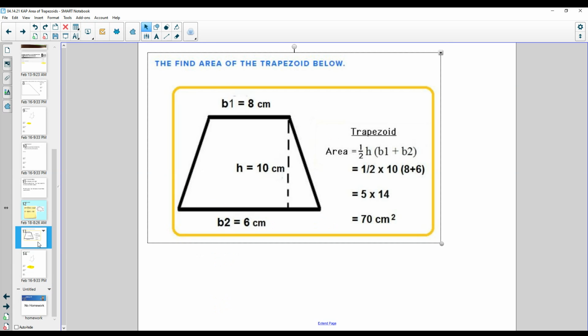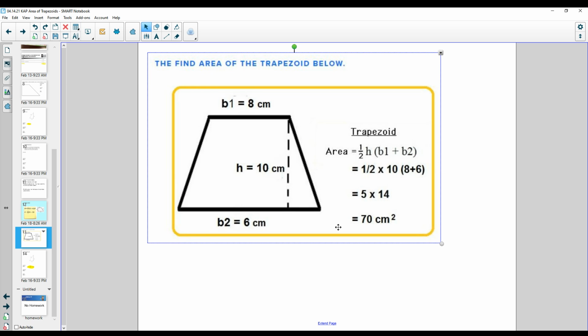Today, we're going to be talking about the area of the trapezoid. A trapezoid is when you have one set of parallel lines. This is parallel to this. Notice that these are not parallel. So, very different from a parallelogram where all sides are parallel. A parallelogram has two sets of parallel sides, but a trapezoid has one set of parallel.